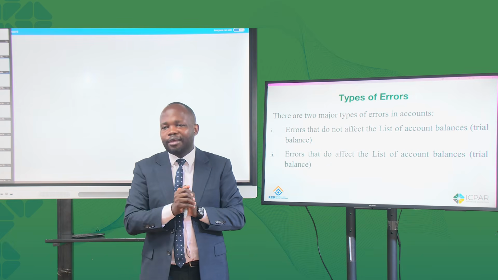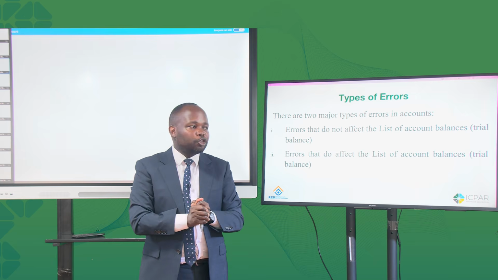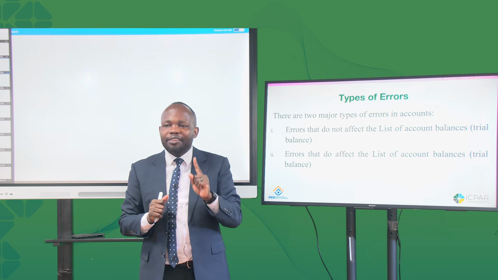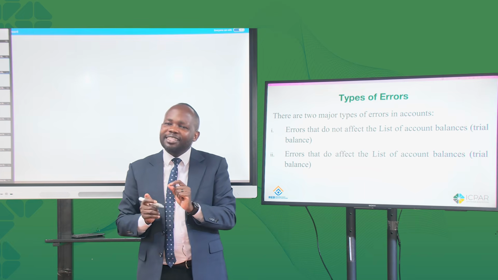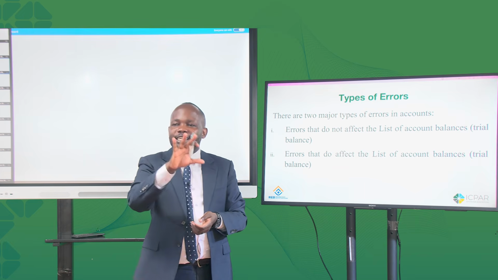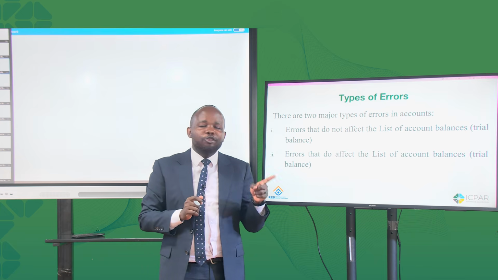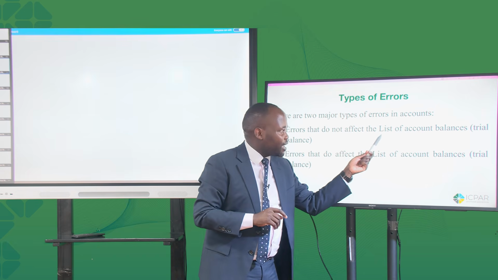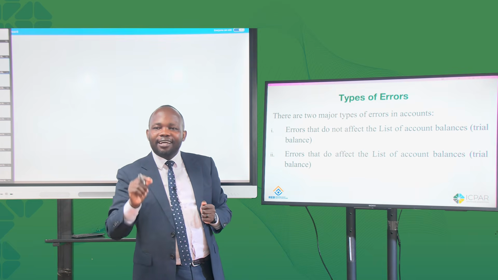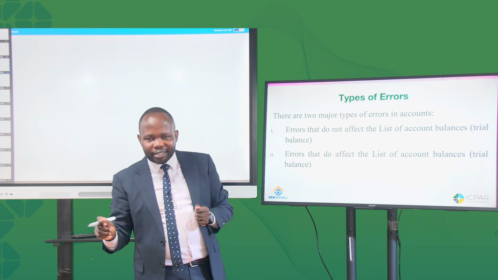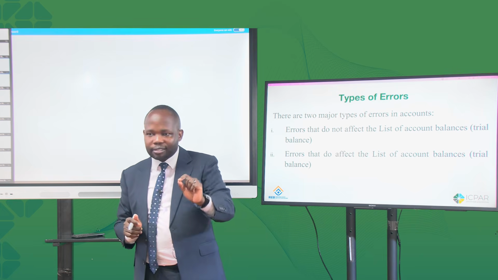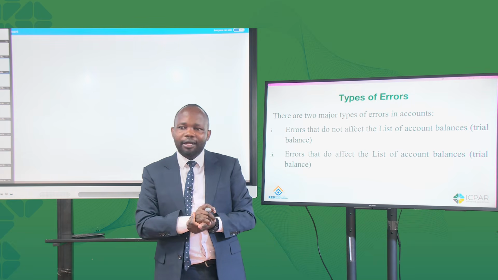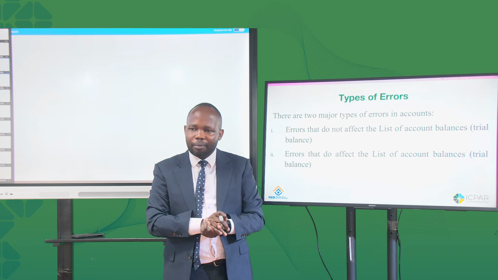There are two types of errors. There are errors that you make and the trial balance will still balance, and there are errors that you make and the trial balance will not balance. Which means there are some mistakes you make, but your accounts still balance arithmetically, but there are some mistakes which affect the balancing of the trial balance. So we have errors that do not affect the trial balance, and on the other hand, errors that affect the trial balance.